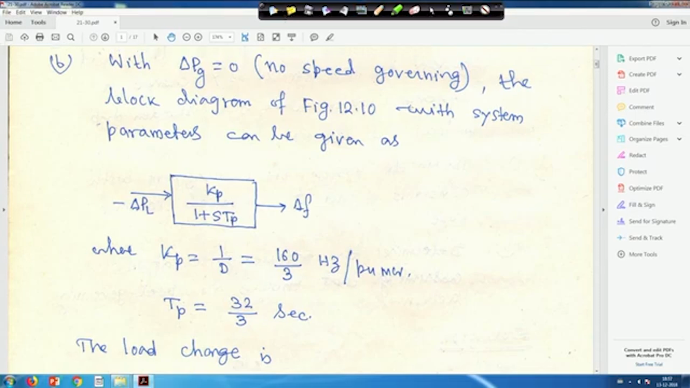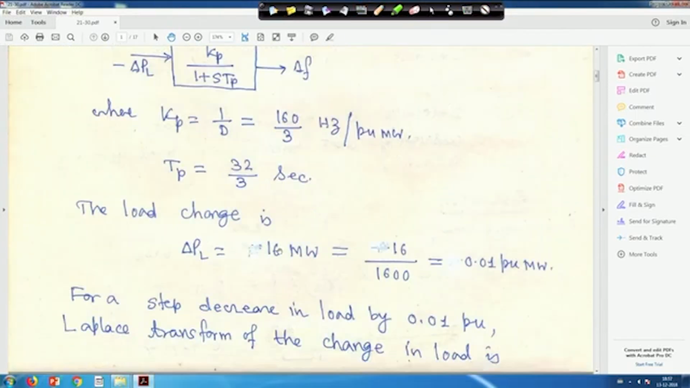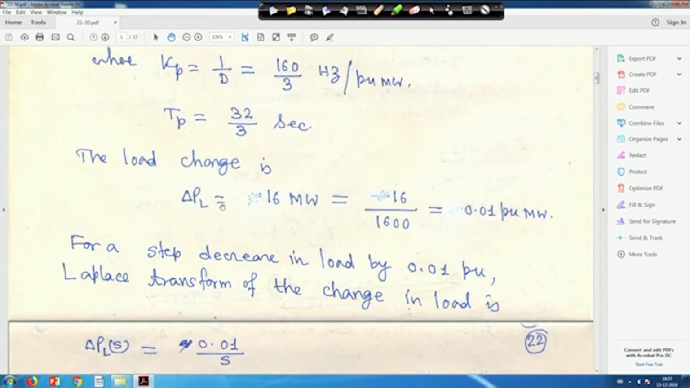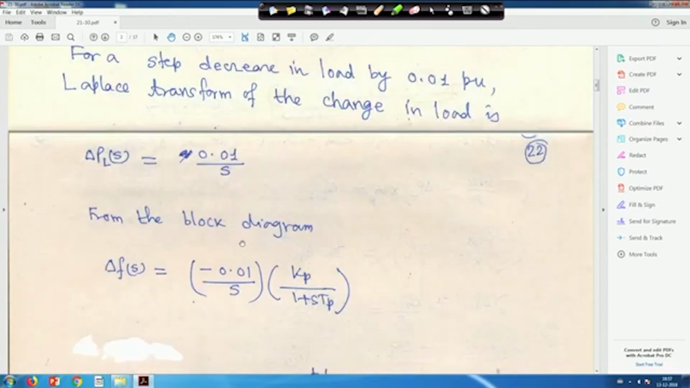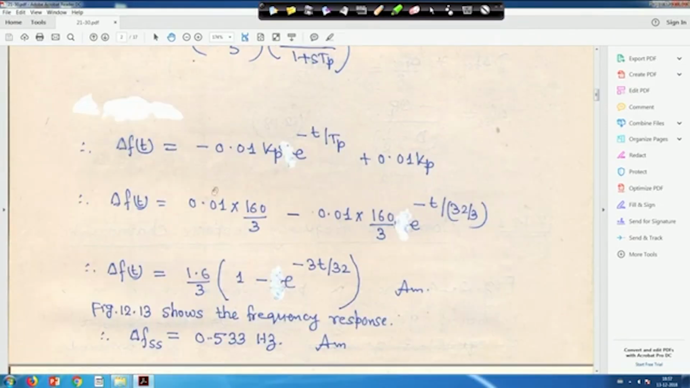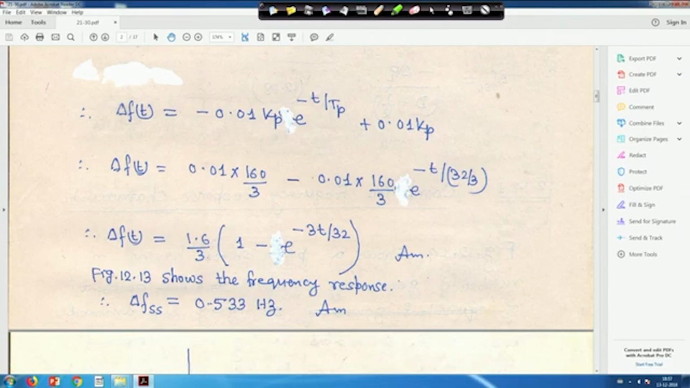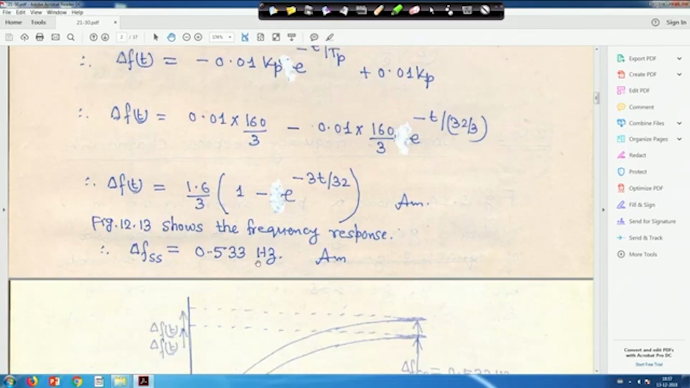Then the load change delta PL is 16 megawatt. So, base is 1600, so 0.01 per unit megawatt, and it is a step decrease. So, delta PL will be 0.01 upon S because of step input, right. From the block diagram, you take the inverse Laplace transform. If you do so, it will become minus 0.01 Kp e to the power minus t upon Tp plus 0.01 Kp, right, or delta F(t) is equal to, putting in all the data, 1.6 upon 3 times 1 minus e to the power minus 3t upon 32. This is the answer, and at t tends to infinity.